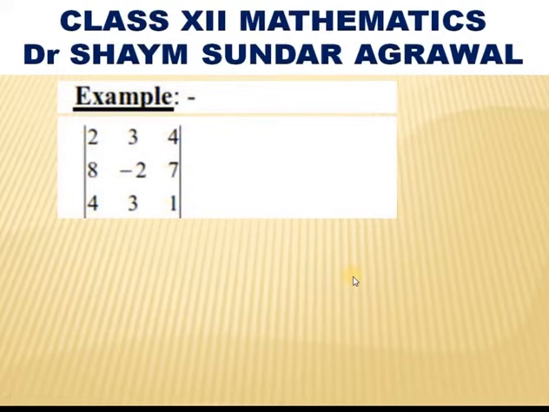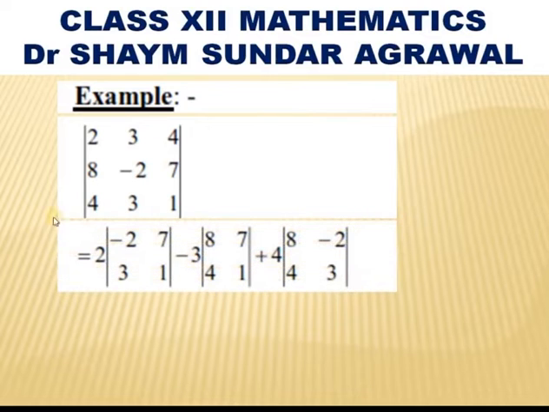Let us take an example. What is the determinant of 2, 3, 4, 8, minus 2, 7, 4, 3, 1? This is equal to 2 into, since 2 lies on the first row and first column, after deleting that, the determinant of the rest is minus 2, 7, 3, 1, minus 3 into, since 3 lies on the first row and second column, after deleting that element, the remaining elements are 8, 7, 4, 1.